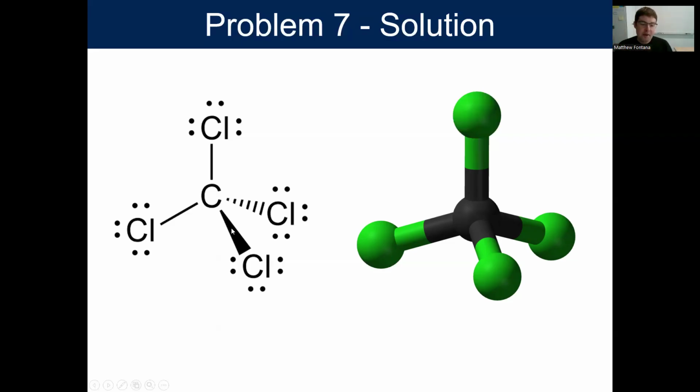And then the solid wedge is meant to communicate it's coming out of the plane of the board towards you. So this chlorine with the solid wedge is this chlorine atom. And this chlorine with the hashed wedge is going to then be this chlorine atom. And then you'll notice that this atom and this atom are all in the same plane of the board, and so therefore they're just drawn with single lines. So you have this carbon chlorine bond, and then you have this carbon chlorine bond as well. Okay, so that's our structure for carbon tetrachloride.